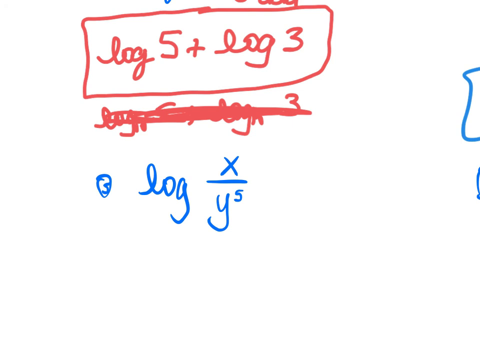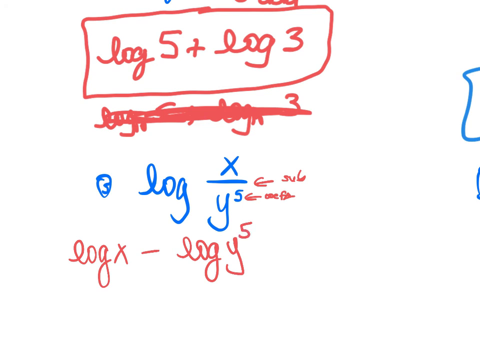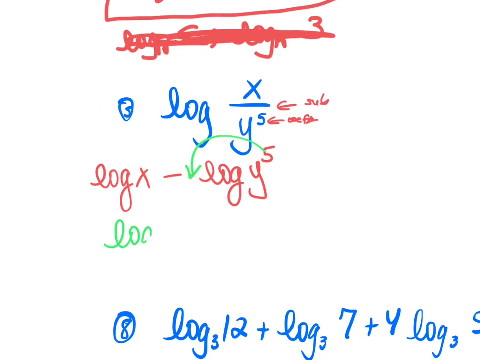All right, my next one, I see an exponent. It's going to become a coefficient. And I see a division. That's going to become subtraction. So I rewrite this as log x minus log of y to the 5th. Bring that 5 out in front. So fully expanded, this becomes log base 10 of x minus 5 log base 10 of y.